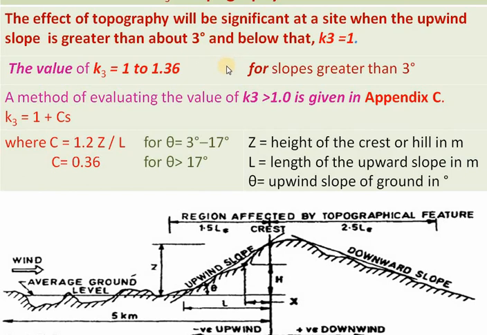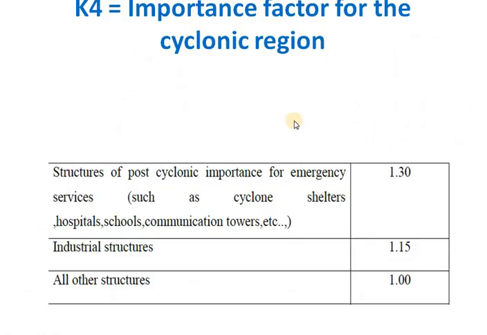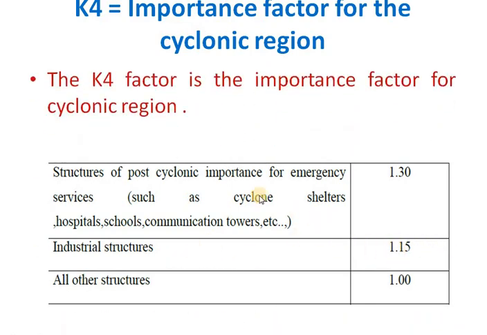K3 is as it is: if it is sloping or plain ground, then it will be 1. If it is in a hilly or cliff area, then we have to calculate it by using appendix C. That and all have not changed. K4, that is the importance factor for cyclonic region. For industrial structures, we have to consider it as 1.15. And for cyclonic shelters or schools, communication, important buildings, it can be 1.3. And all other structures like residential buildings, we can take it as 1. K4 factor.